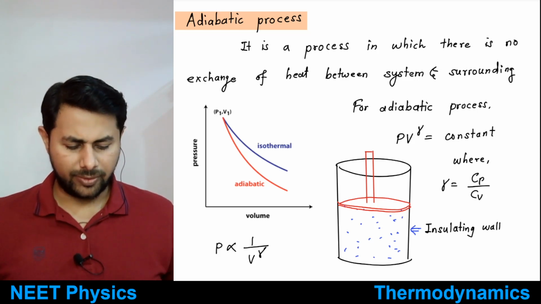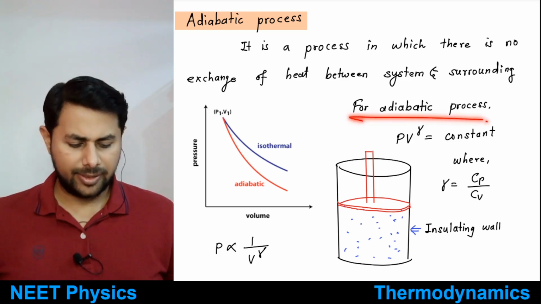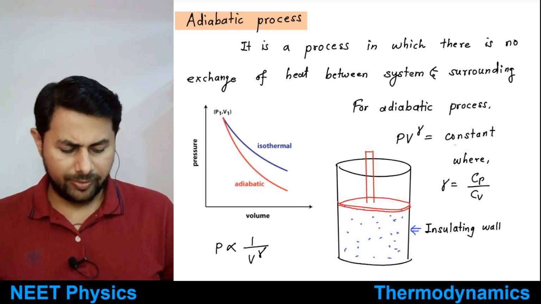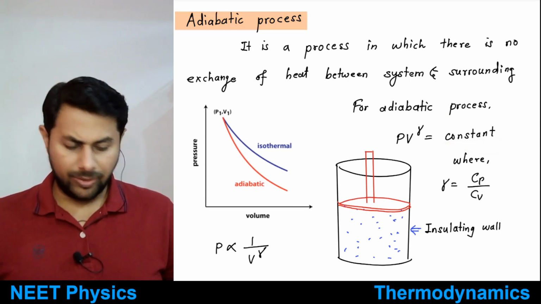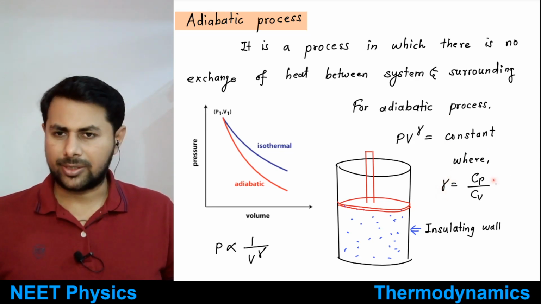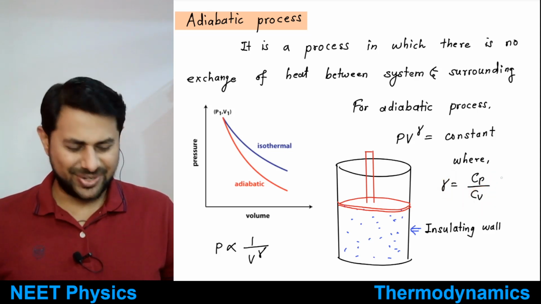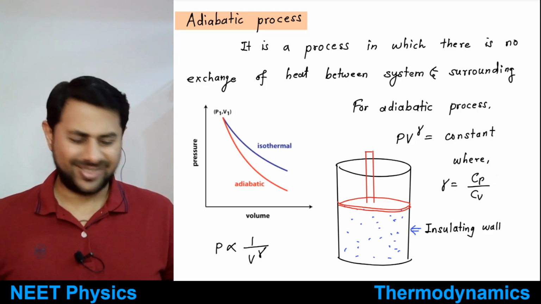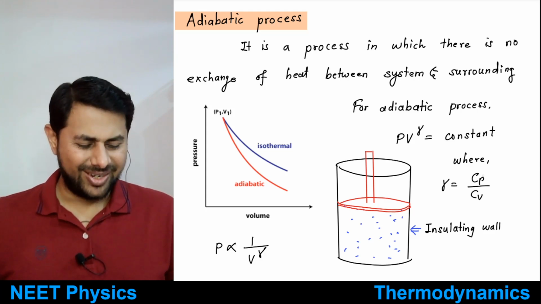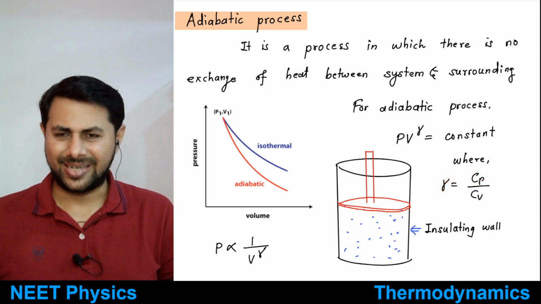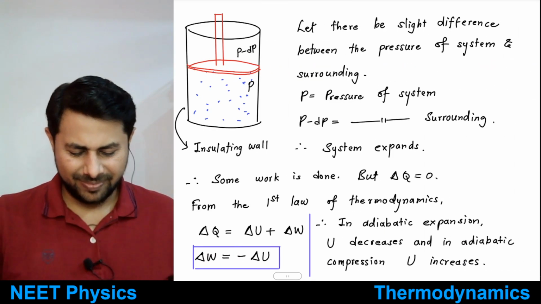Right? Okay, and for this process PV raised to gamma would be a constant. And we know what gamma is: the ratio of specific heat capacity at constant pressure to specific heat capacity at constant volume, or molar heat capacity at constant pressure to molar heat capacity at constant volume. The ratio of specific heats would also be the same, Cp to Cv. That is gamma. We have seen this in kinetic theory of gases, right?